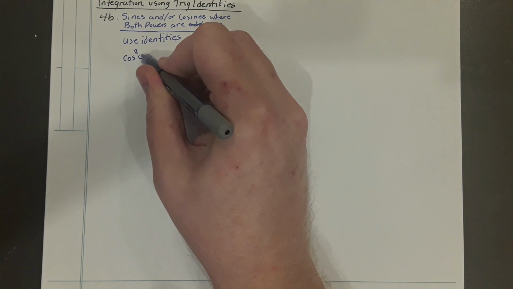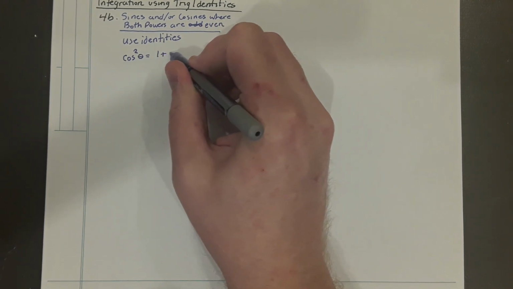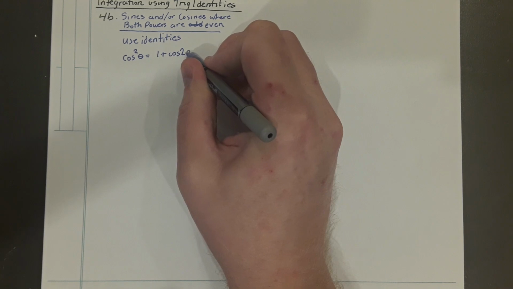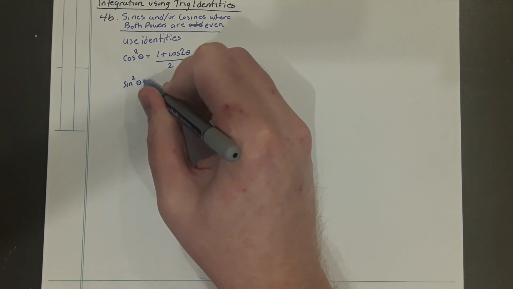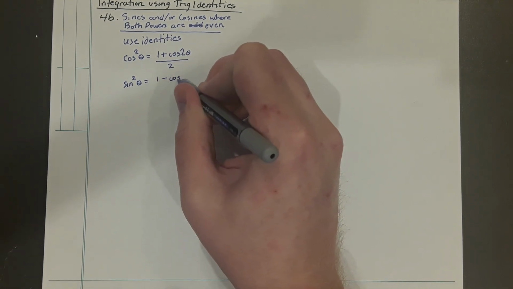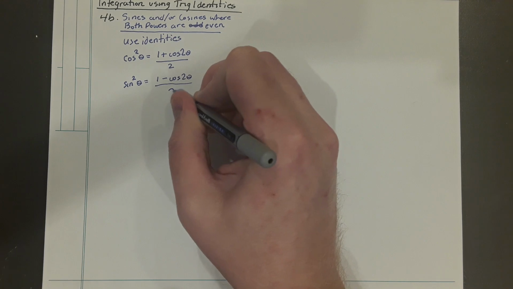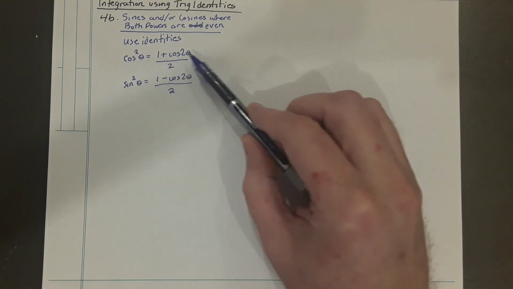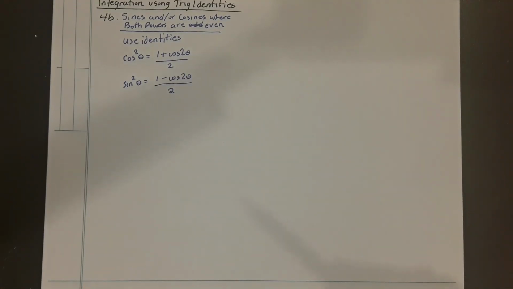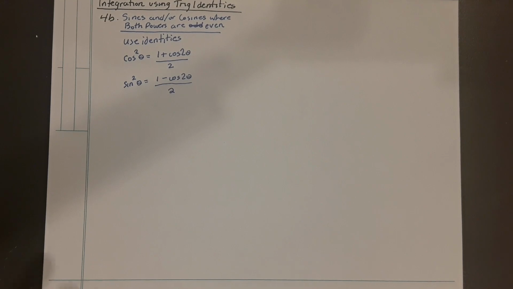Cosine squared can be rewritten as 1 plus cosine double angle divided by 2, or sine squared equals 1 minus cosine double angle divided by 2. In these cases, what you do is you replace all of the square powers using these identities, and it will eventually convert them into single cosine functions. Notice it doubles the argument, but it converts them to single cosine functions, which are a standard form.